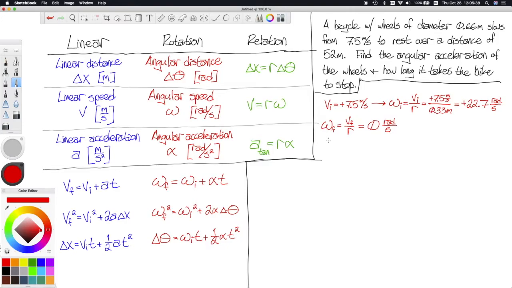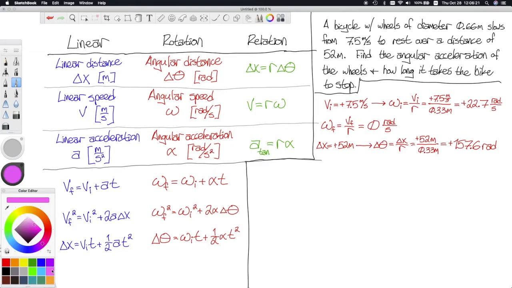We then also need to take this 52 meters and do something with it. That 52 meters, positive 52 meters, is our delta x, and we need to turn this into a delta theta instead. Delta theta is delta x divided by r, so that is the 52 meters positive that our bicycle has traveled, divided by the 0.33 meters of the radius of the rotating object, which gives us a value of positive 157.6 radians.